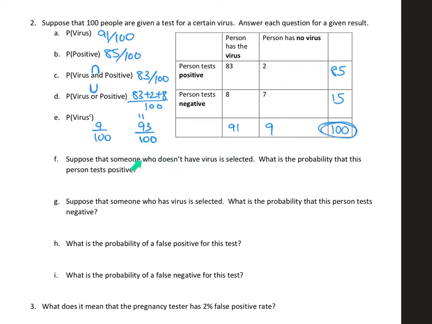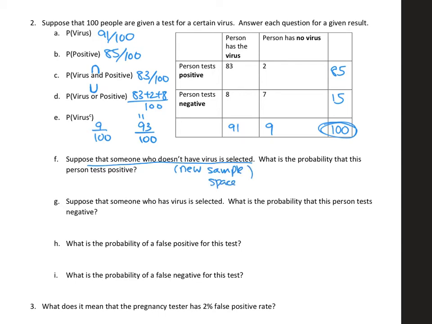So now we're limiting our group. This is what's different. Here, we're limiting our group to the people who do not have the virus. So that's going to be our sample space. When I see this, it looks like this is a new sample space.